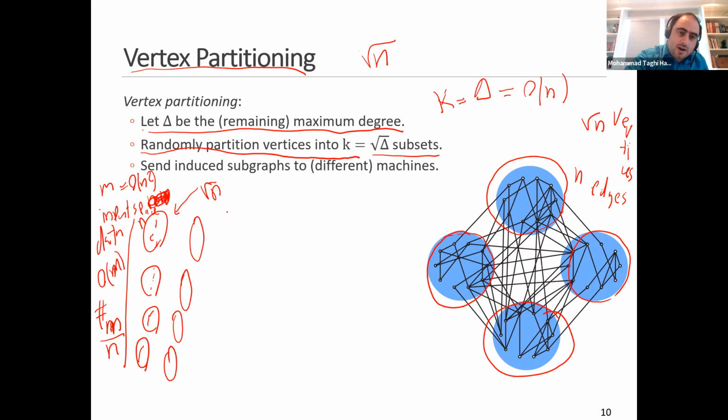Now, for the next round, how many computers do we have? For the next round, we only need square root of n computers. And how do we do that? We have n vertices, numbered 1 to n. To each of these computers, we are sending randomly square root of n vertices. So each of these computers randomly receives square root of n vertices.